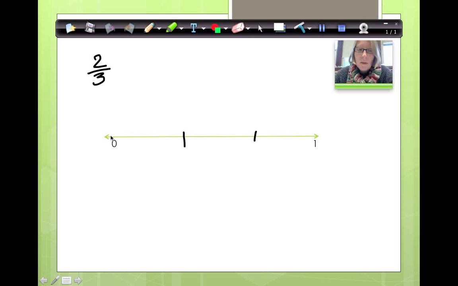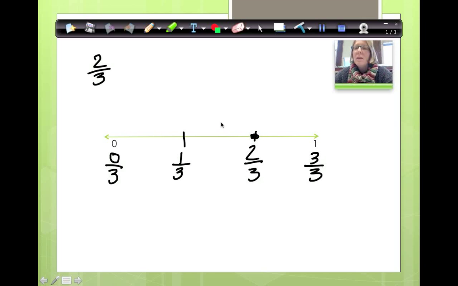So from 0 to here would be 1/3. From here to here would be 2/3. From 0 to 1 would be the same as 3/3. But what would 0 be? 0 would be 0/3. Now we need to mark it. Here it is, right here. Okay.